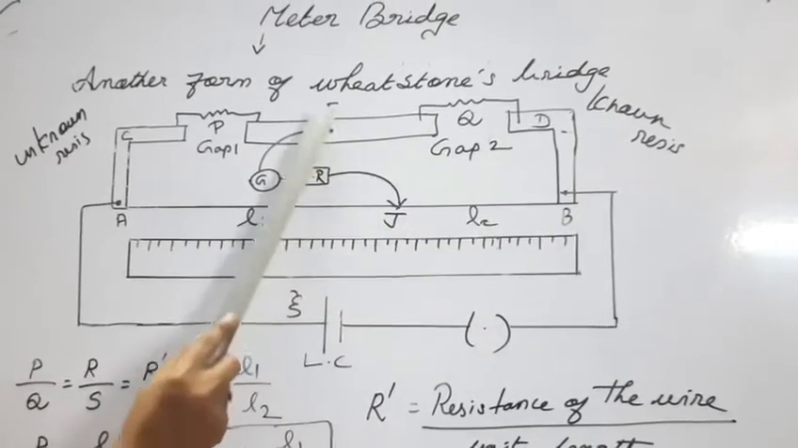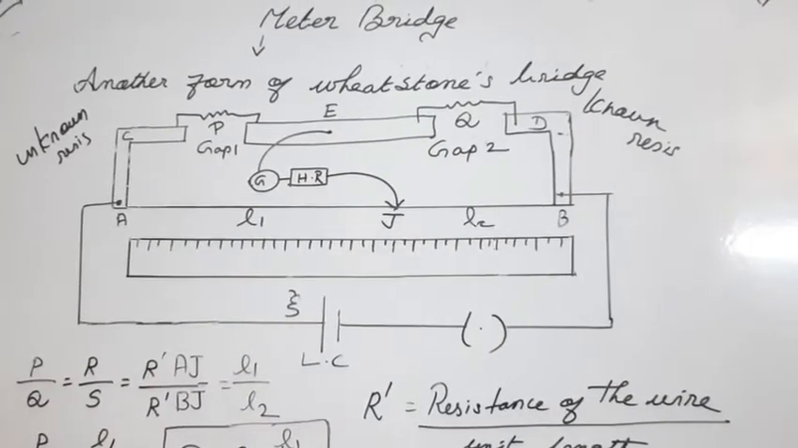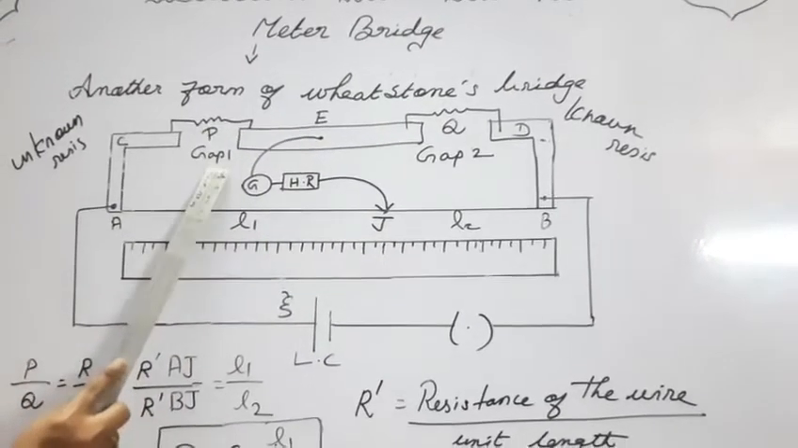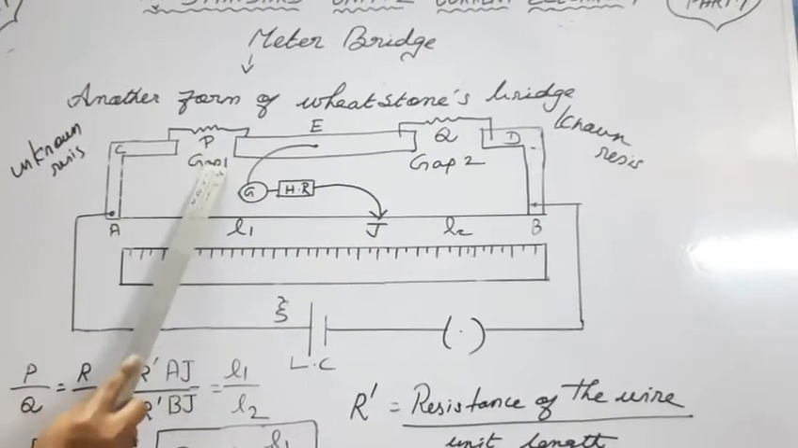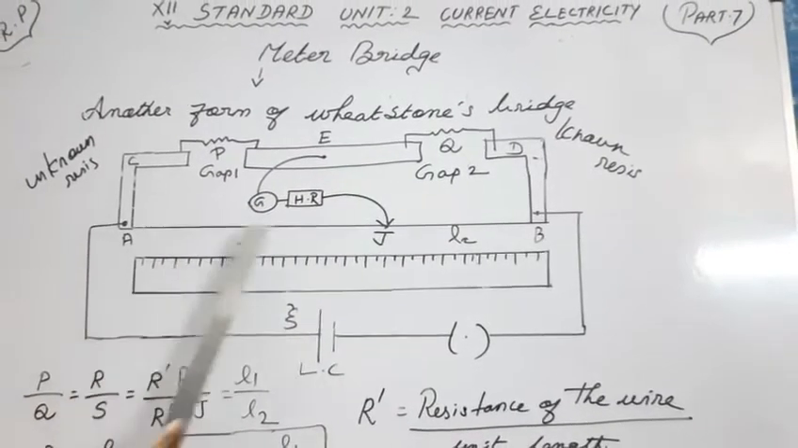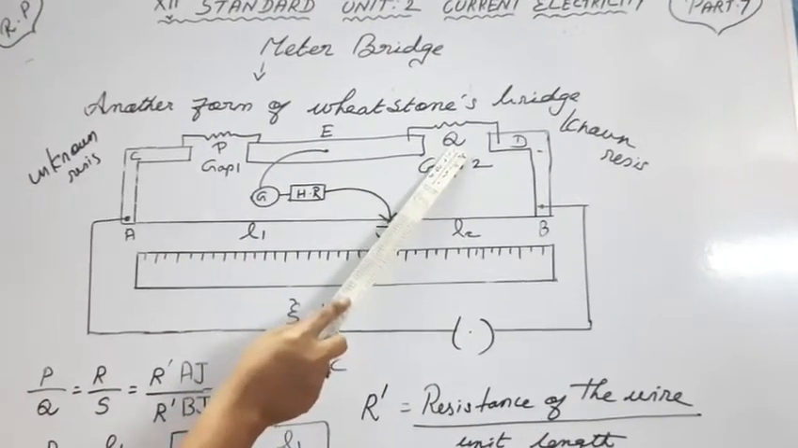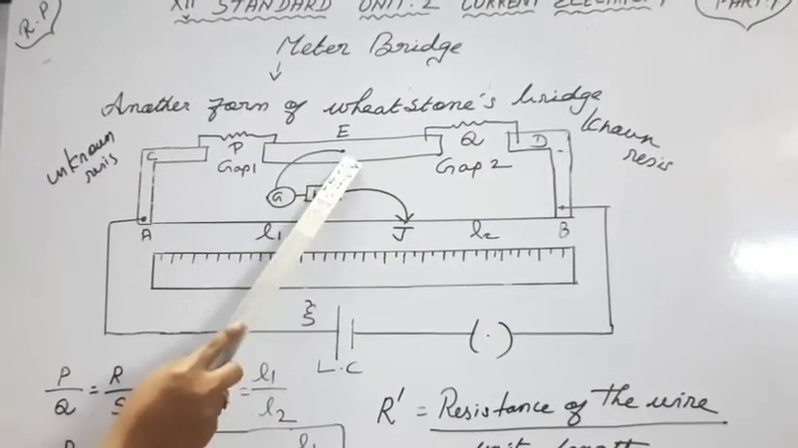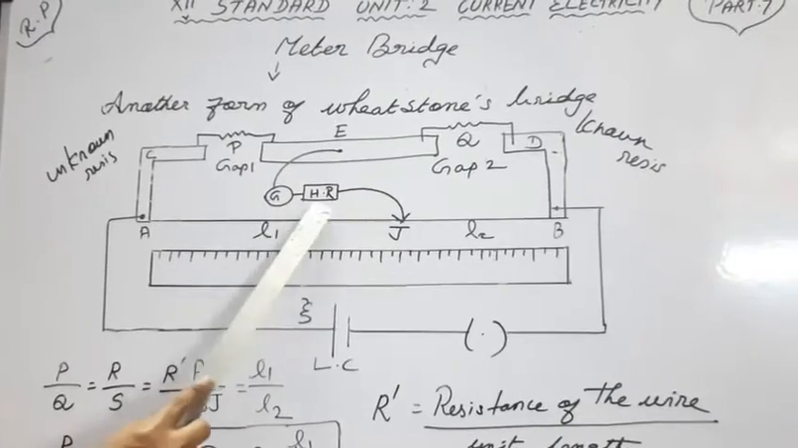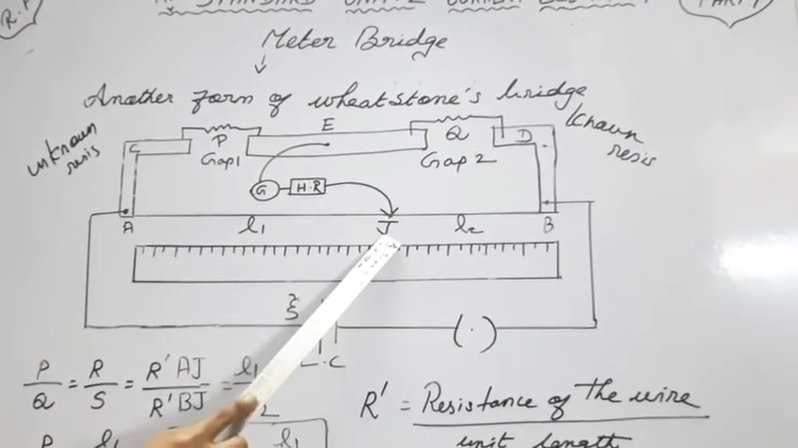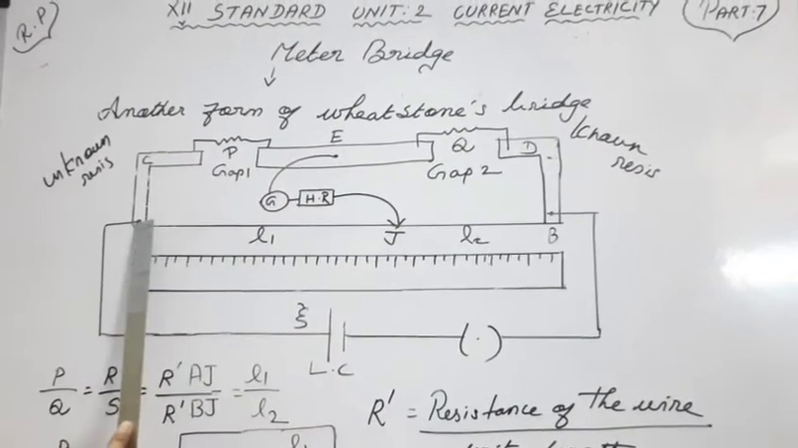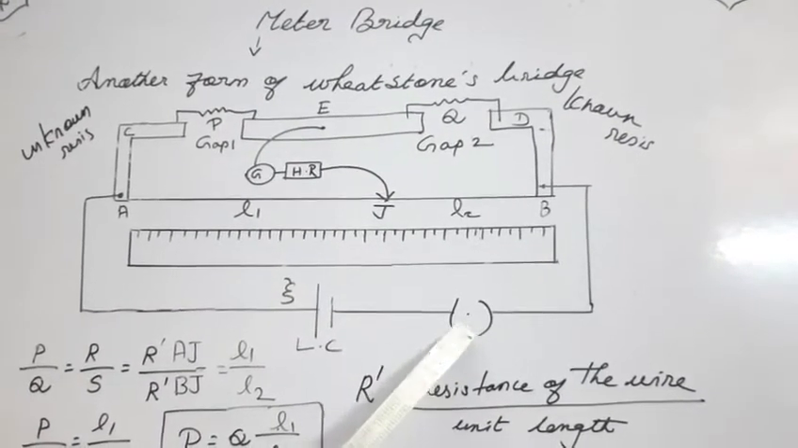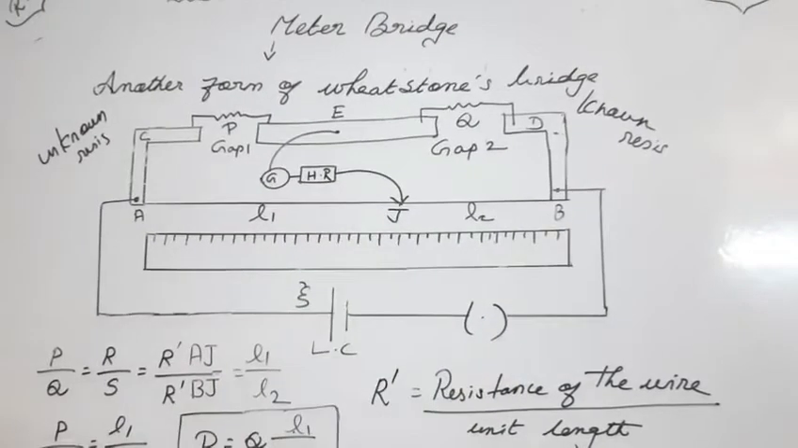In the middle there are E copper strips, and in between C and E an unknown resistance is there, and this resistance we have to calculate by means of this meter bridge. And in gap 2 a known resistance is connected, and from the strip E a galvanometer with high resistance and jockey is connected, and at the end A one Leclanche cell is connected, the other end of the Leclanche cell is connected to the key, the other end of the key is connected to B.